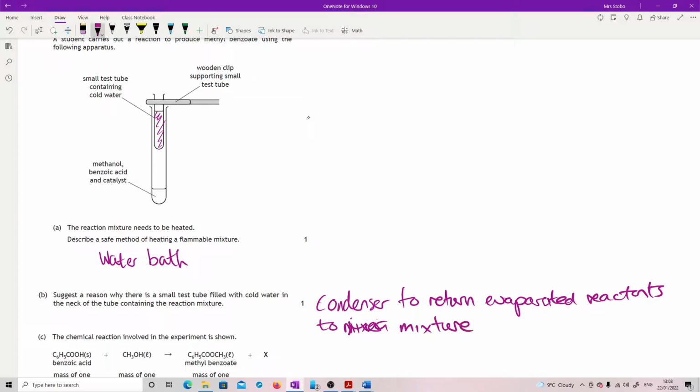This has come up two different ways with a slightly different setup in another year. Same idea, okay, that you've got a condenser that will return your reactants to the mixture so they can continue to react or get more of them to react.